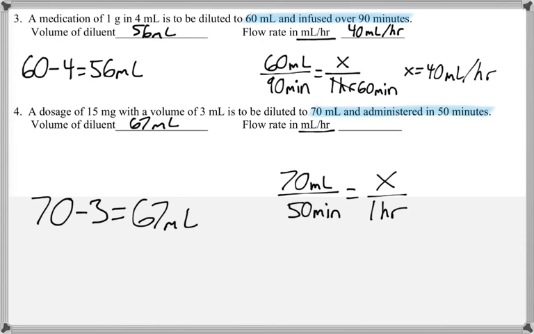And I can convert this to 60 minutes. So 70 times 60 divided by 50, and we get 84. So 70 mLs per 50 minutes is the same thing as 84 mLs per hour.